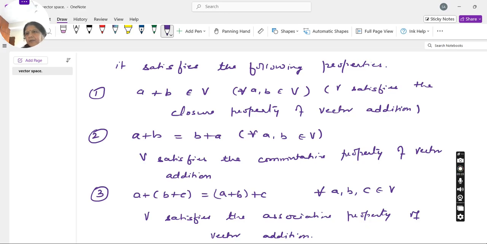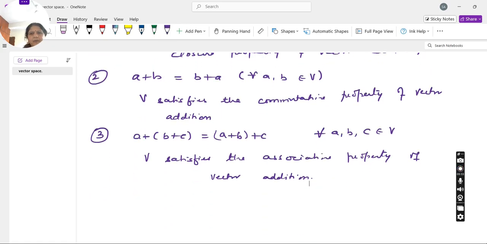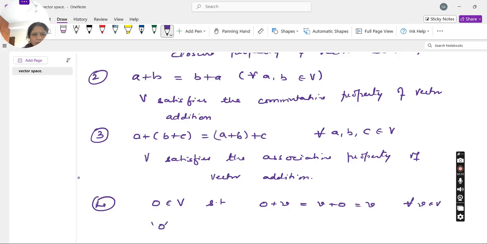Next, 0 is a vector, that we know well. With respect to this 0, it must be true for all v. So that means the existence of the additive identity: the 0 vector is the identity of vector addition.